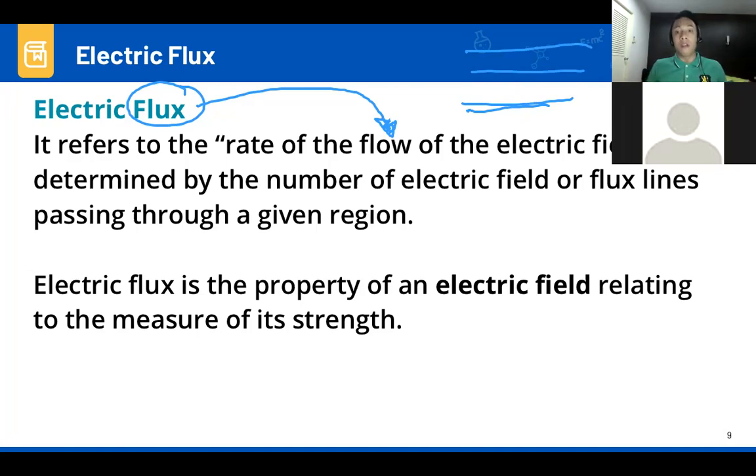Electric flux is the property of an electric field relating to the measure of its strength. In the electric field, we are just referring to its speed and also its density or magnitude. This one, since we are about to solve for the flow of the electric field, will measure the strength of the electric field lines itself. So again, remember, electric flux is only the flow of the electric field. We will learn more about that in the next slides.